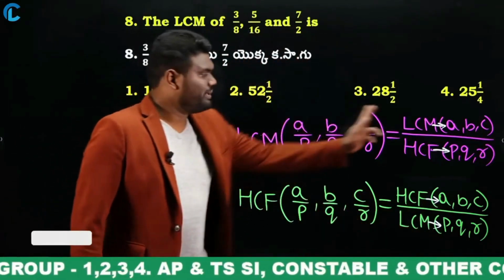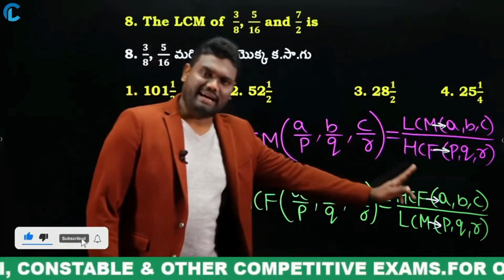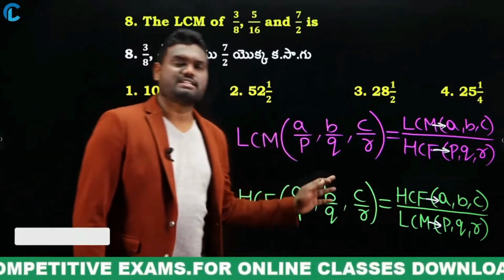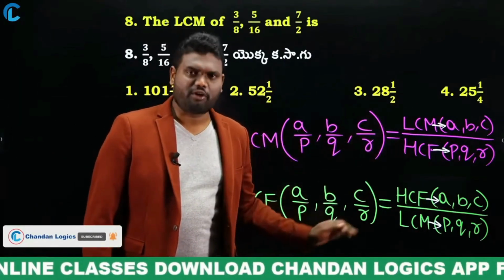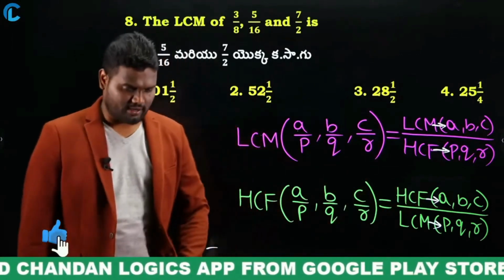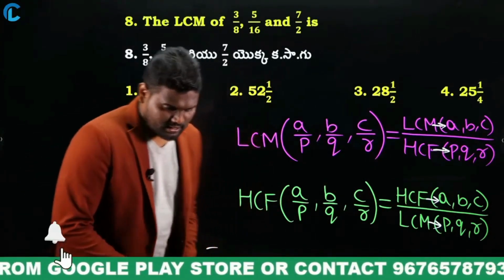LCM means numerator LCM, denominator HCF. HCF calculation means numerator HCF, denominator LCM. Is it clear? So the LCM of fractions is nothing but the LCM of the numerators divided by the HCF of the denominators. The HCF of fractions means the HCF of the numerators divided by the LCM of the denominators. Is it clear? This is how you are supposed to solve.